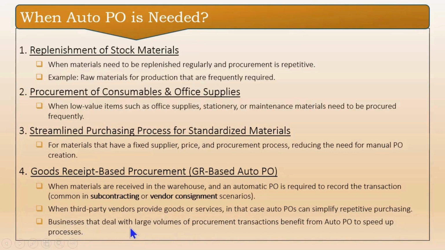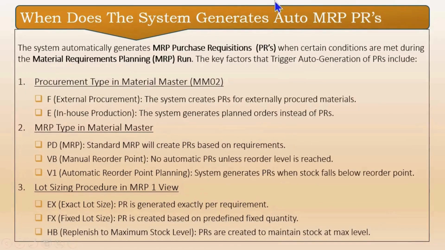Here, this is the most important part. Only with a large volume of POs is implementing auto PO feasible and ideal. If you have only one or two POs, automating them is not feasible. When you have large data, large purchase requisitions in bulk, auto PO is feasible. If there are only one or two purchase orders on a weekly or monthly basis, it's not feasible to implement auto PO. Move on to the next slide. Then here, when does the system generate auto MRP purchase requisitions?